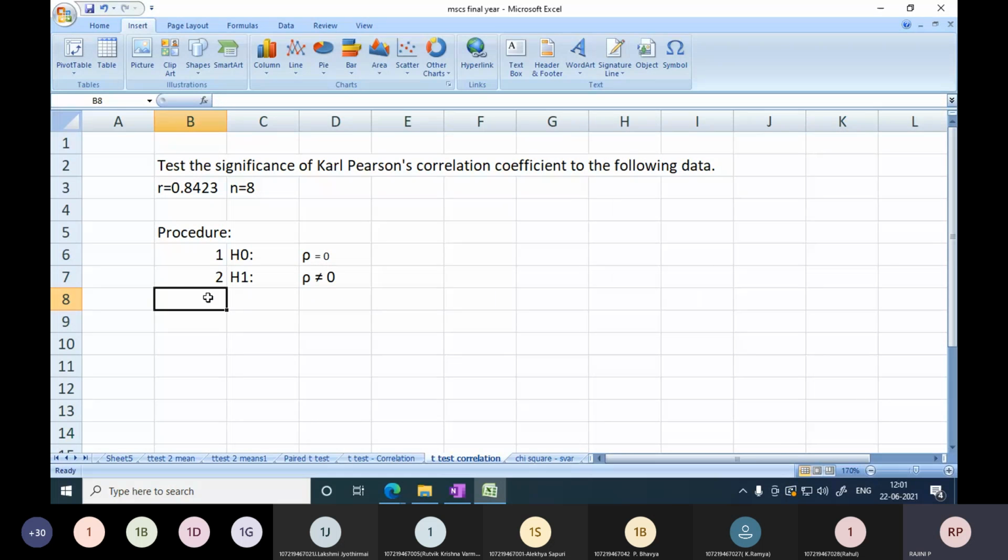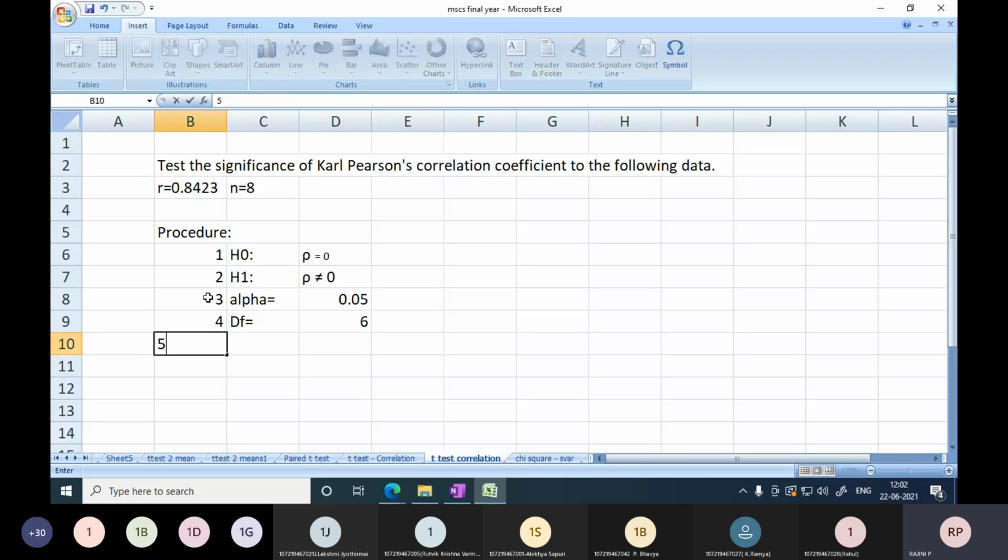And go to step 3. What is the level of significance alpha? Alpha is equal to, they did not mention, so it is 5%. And step 4, what is it? Degrees of freedom. N minus 2. They have given n is equal to 8, so 8 minus 2. N minus 2 is the degrees of freedom.